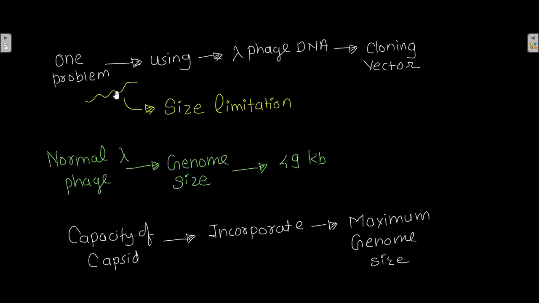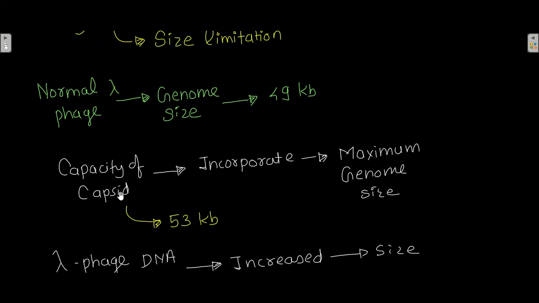Now, one problem that we face while using the lambda phage DNA as a cloning vector is its size limitation. Lambda phage DNA is very small. The normal lambda phage genome size is about 49 kb, and the maximum genome size the capsid can incorporate is 53 kb.